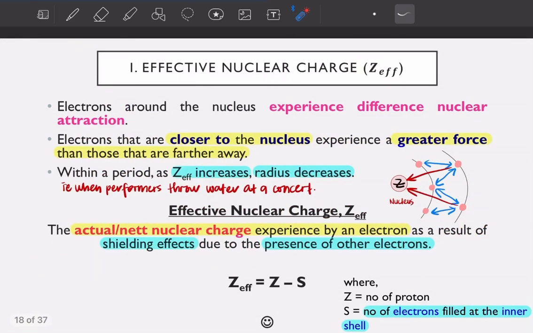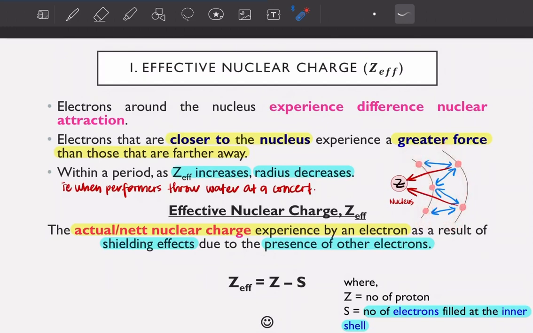Okay, so let's go. So effective nuclear charge, or ZeV. Z effective. Z itself is a nuclear charge. EFF is effective. So your electrons around the nucleus, it experience difference in the nucleus attraction. Maksudnya elektron yang dekat paling luar, elektron kat sini, elektron kat sini, elektron kat sini, diorang akan experience different effective nuclear charge.